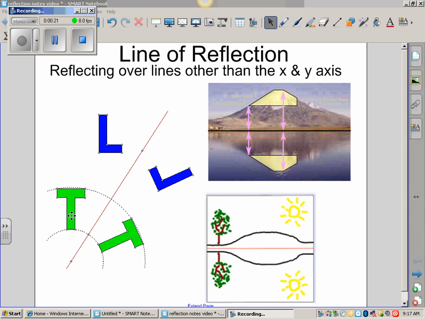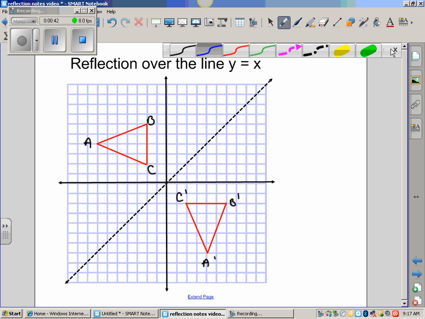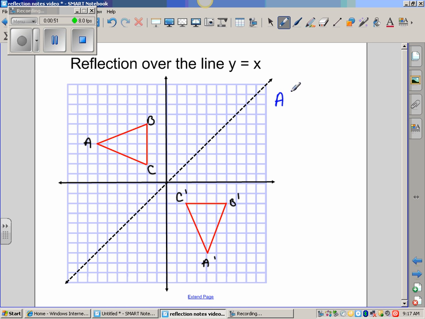It still flips over the line. If this was green paint and you folded it over the line of symmetry, you'd end up with another green T right here. The shape will still remain the same, but it will flip over the line that we're looking at. If you get out your note sheet, we're going to start with reflecting over the line y equals x. So I already did the reflection for you, and what I want us to talk about right now is how do the coordinates change? So we're going to compare A to A prime, B to B prime, and C to C prime.